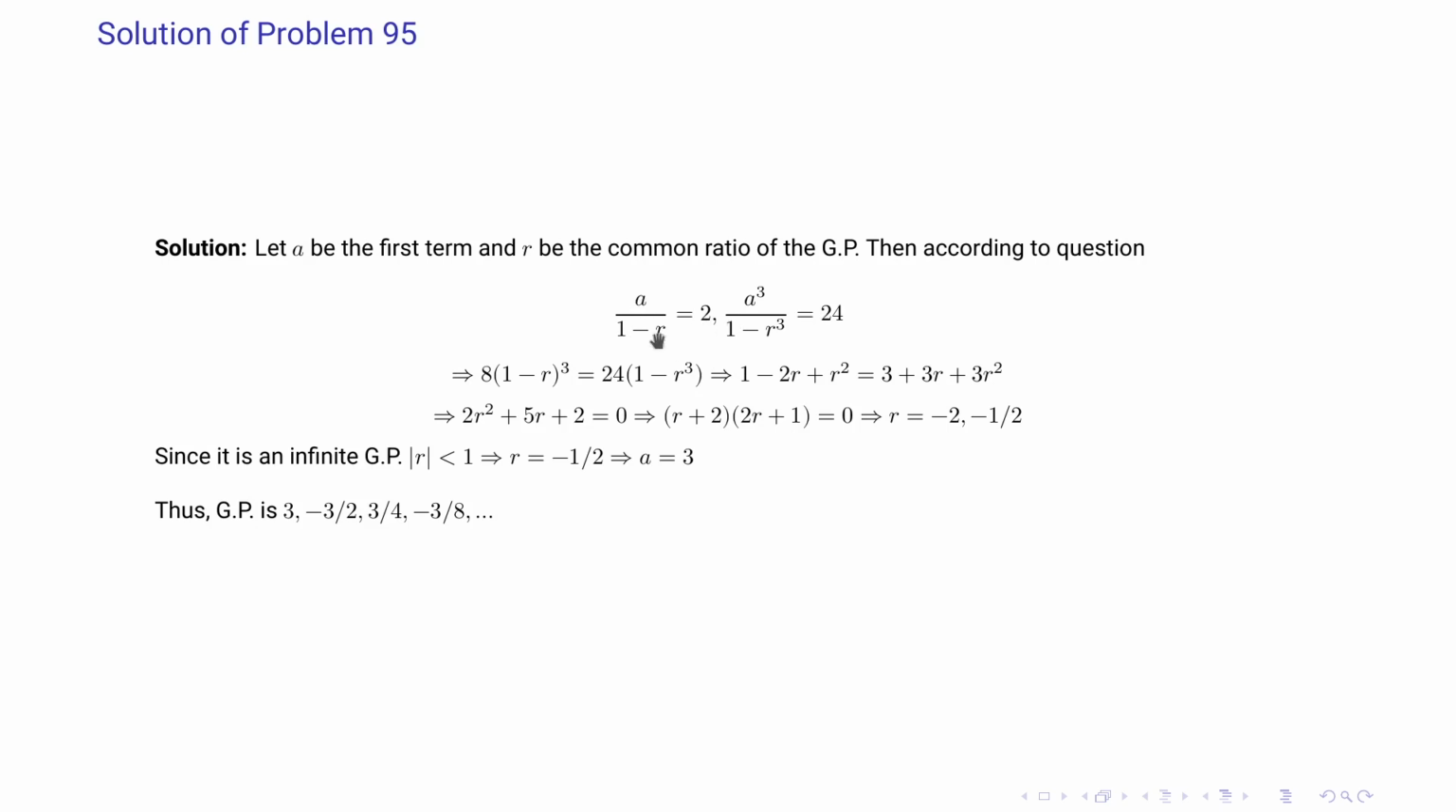So now it's a matter of substituting. From the first equation, A is equal to 2 into 1 minus R. So we substitute in the second. It becomes 8 into 1 minus R whole cube is equal to 24 into 1 minus R cube. Now you solve this, you arrive at a quadratic equation, you get R as minus 2 and minus half. But since it's an infinite GP, modulus of R would be less than 1, and therefore R is equal to minus half. And then we substitute this minus half over here, we get A is equal to 3. So our GP becomes 3, minus 3 by 2, 3 by 4, minus 3 by 8, and so on.